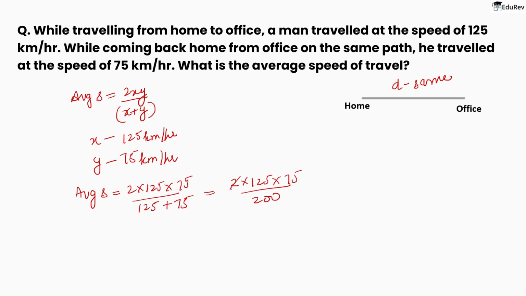We can cut 2 with 200, giving us 100 as denominator, then 25 will divide the denominator by 4 and 125 by 5. Solving further, we get 375 by 4, which gets us to 93.75. Hence, his average speed of travel is 93.75 kilometers per hour.